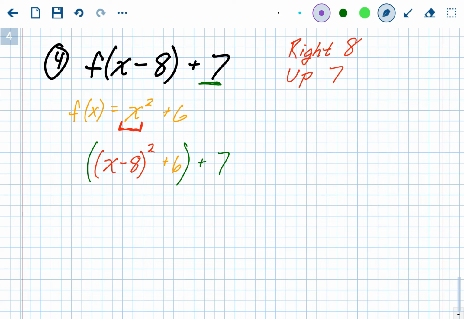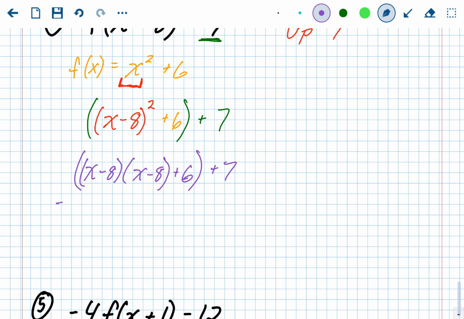We're going to have to FOIL x minus 8 times x minus 8 plus 6 and then plus 7. If you FOIL those out, you end up with x squared minus 16x plus 64 plus 6 and then plus 7. Now again, since it's all addition and subtraction at this point, the parentheses don't matter, but I do want to keep it kind of piece by piece for right now.